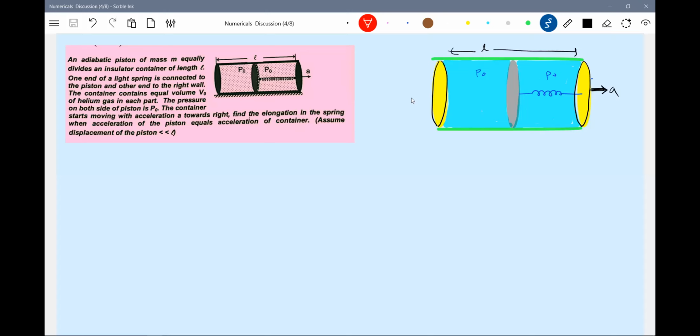Cylinders will be at rest. Here we have one problem of acceleration. The problem is very simple.